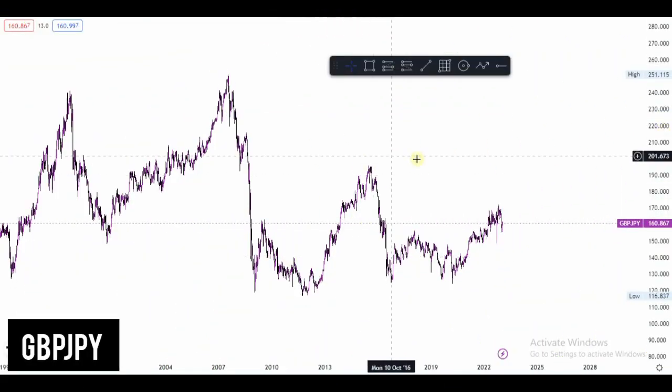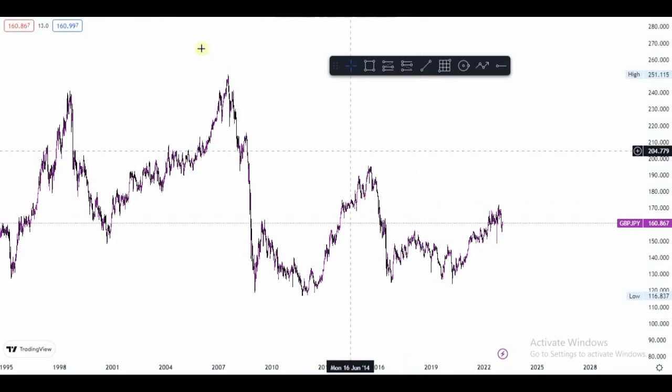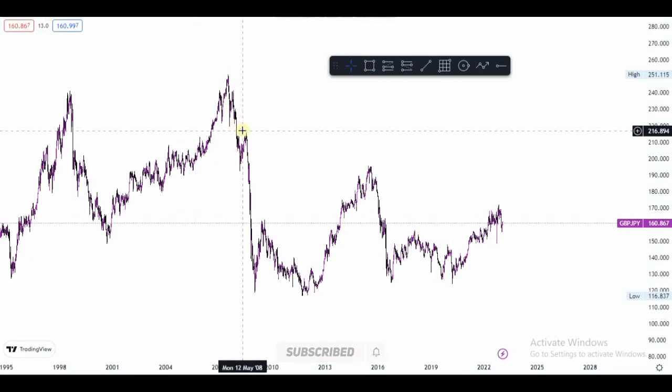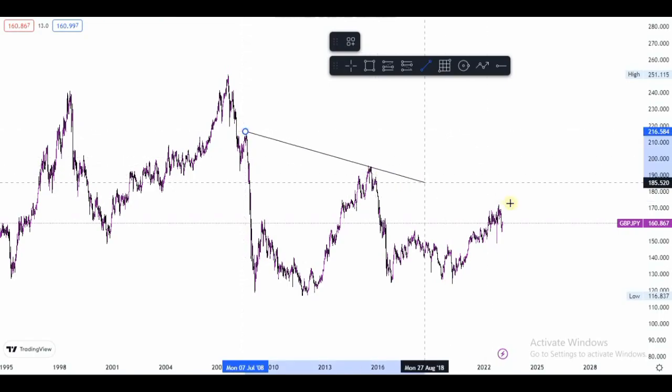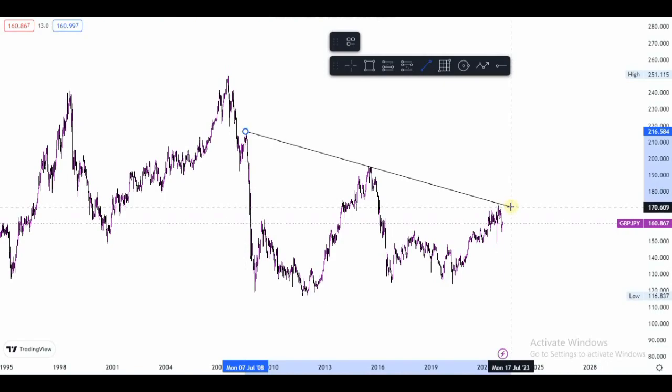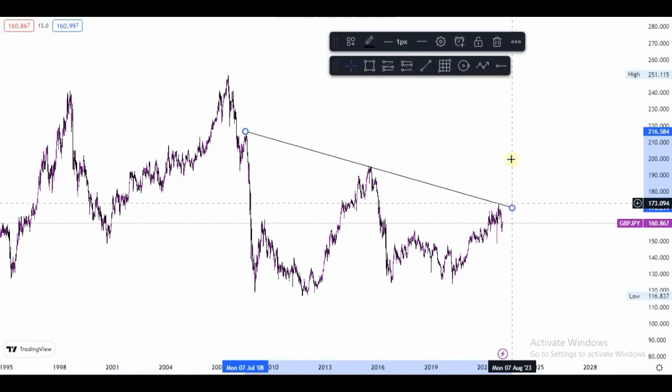So guys, this is GBPJPY, and as you can see, we are always on the weekly time frame when we start analyzing the market. So as always, we start firstly by identifying our market structure. So what do we see on GBPJPY? I see this as a first touch, and then this as a second touch, and we have a third touch right here, right? So what is the market doing?